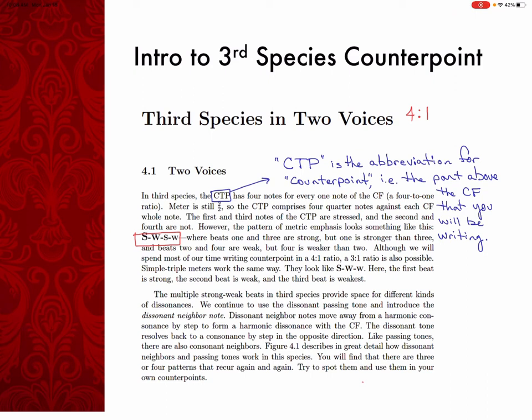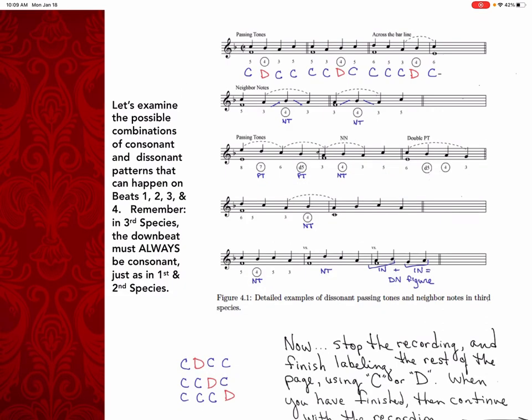Now, in addition to having a dissonant passing tone, you are also allowed to have a dissonant neighbor tone. All right? Let's see what these look like. So we're going to examine the possible combinations of consonant and dissonant patterns that can happen on beats 1, 2, 3, and 4. Now, one easy thing to remember is that third species, just like first and second species, has a consonant downbeat. The downbeat must always be consonant, so that will never change, okay? So I have tried to color code this with a blue C, meaning consonant, and a red D, meaning dissonance.